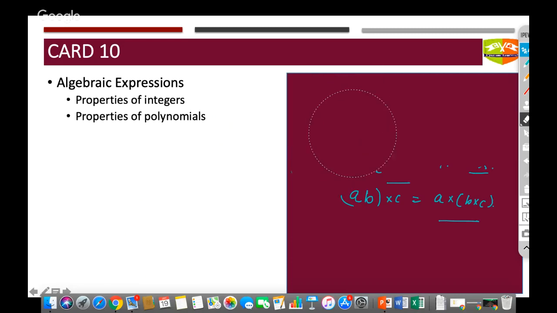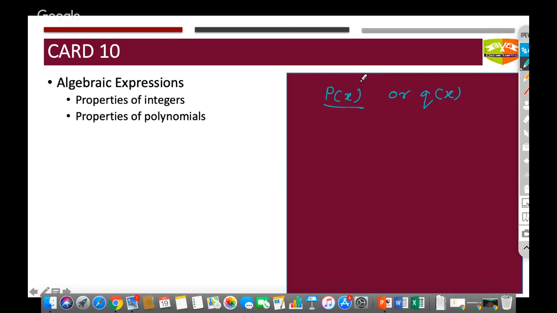Now let me go to properties of polynomials. What are the properties of polynomials? I will finish it in only 2-3 sentences. Any polynomial is first represented by p(x) or q(x), which shows a polynomial in terms of x. I'm making a statement, which is why these two things have been given together, because most of the properties match with each other. I said that the sum of two integers is always an integer. Here I'm saying that the sum of two or more polynomials will always be a polynomial.